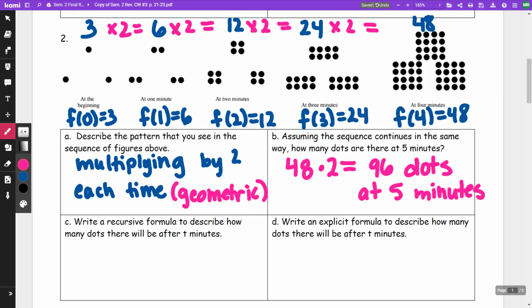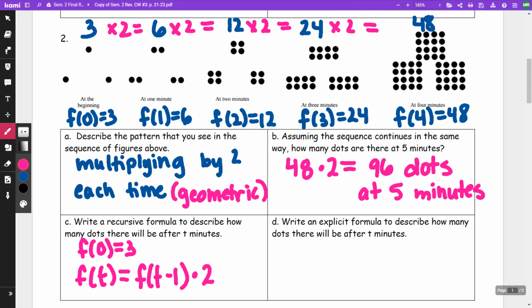So on C and D, they want us to write a recursive and write an explicit. So for a recursive, the first thing I want to know is where are we starting. So I'm going to say f of 0 is 3. So we know that we're starting at 3. And then f of t, because they asked us to use t, is equal to the term before that, which is going to be f of t minus 1. So that's like over here when I use this 48, this was my 4th term to find my 5th term. So this is the term in front of my t term. And I'm going to times it by 2.